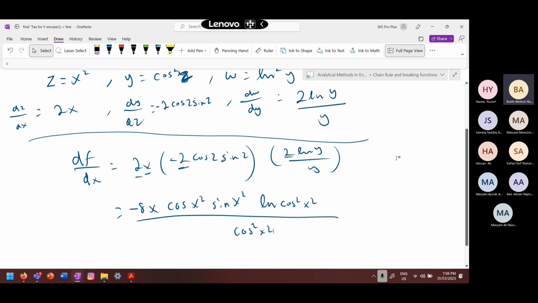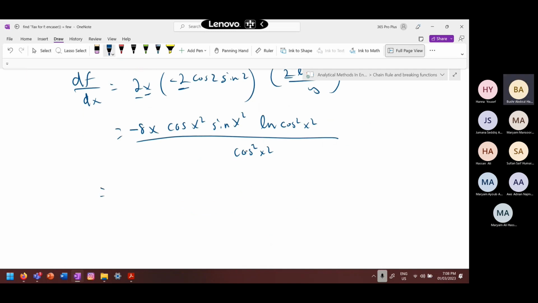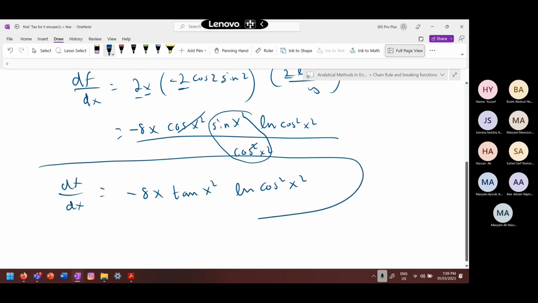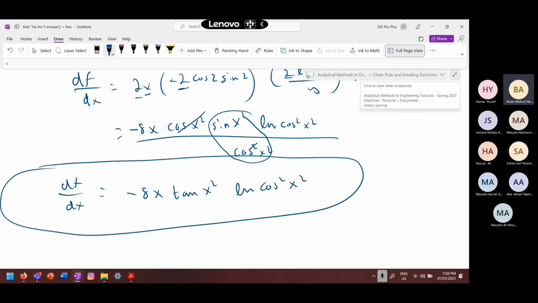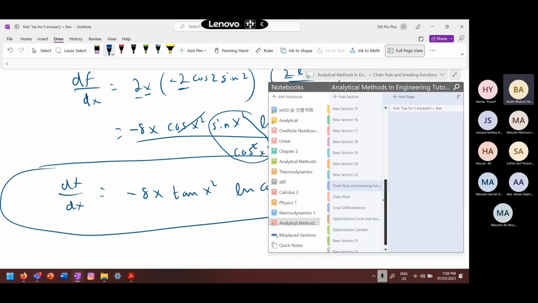Now all you need is just to simplify this. Simplifying this, you remove the power from here, cancel this, and you'll have negative 8x sine x squared ln cosine x squared. Anyway, you can see that this term can be simplified to tan. So you'll have negative 8x tan x squared ln cosine squared x squared. That's the answer for your question. Okay, that's df dx. You can try this on your own or create your own questions. Just go create it, okay?